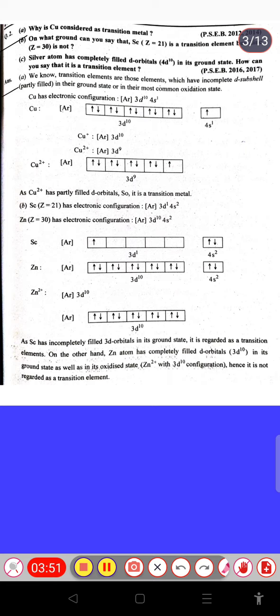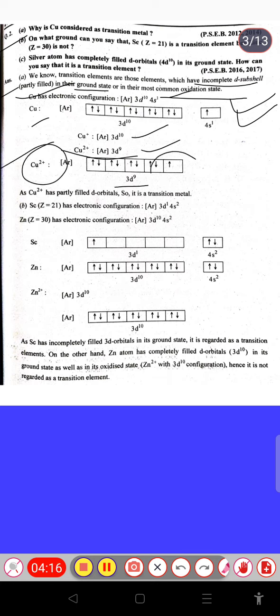As we know, transition metals are those elements which have an incomplete d subshell or partially filled d subshell in the ground state or in the most common oxidation state. In case of copper, the electronic configuration is 3d10 4s1. So copper can be written in the orbital form: Cu+ has a 3d10 electronic configuration, and Cu2+ is 3d9. Cu2+ has a partially filled d orbital, so it is a transition metal. Similarly, other elements can show this.